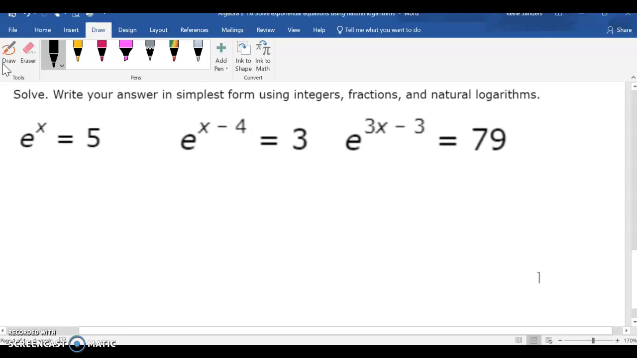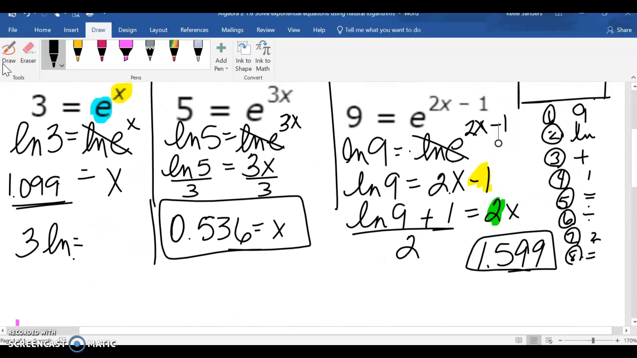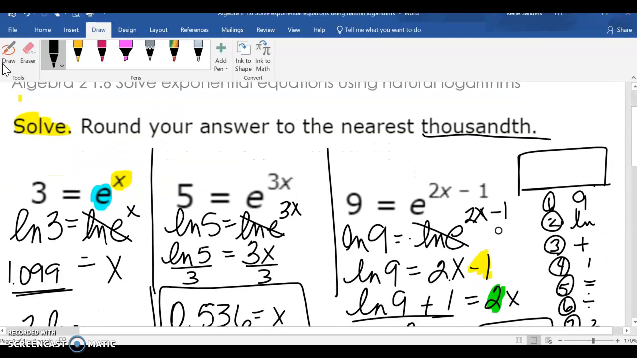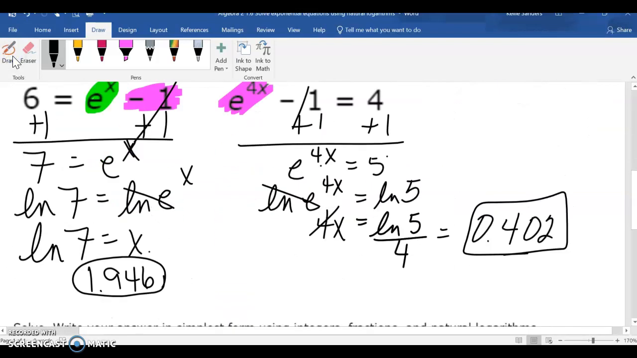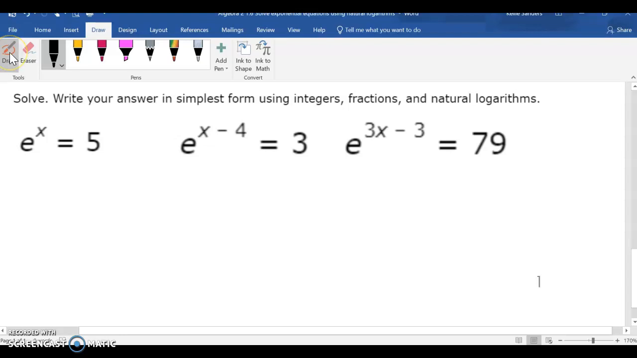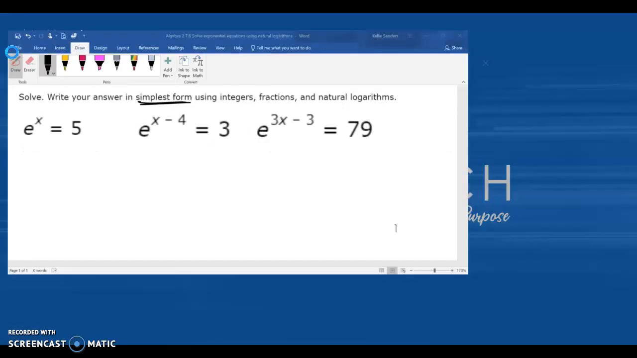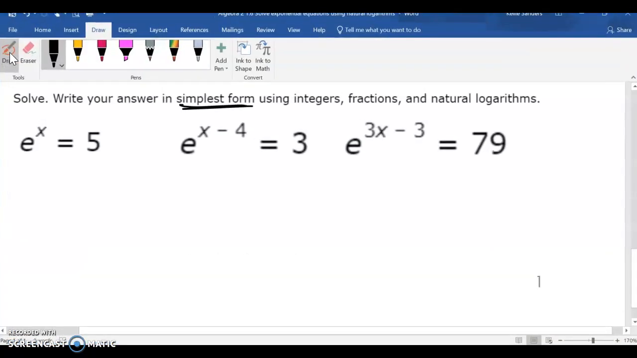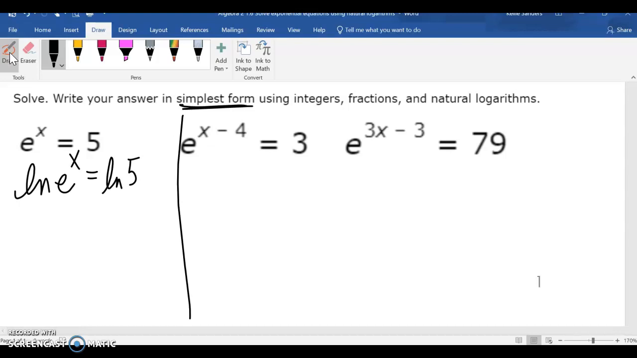Okay, so let me go back. On these, we're reading our instructions and it's saying round. On these, we're leaving it in simplest form. We aren't going to use our calculators. We're not going to be doing any rounding. So we natural log e to the x. We natural log the 5. Those cancel out. X equals natural log 5, and that's what you're going to put into the computer.